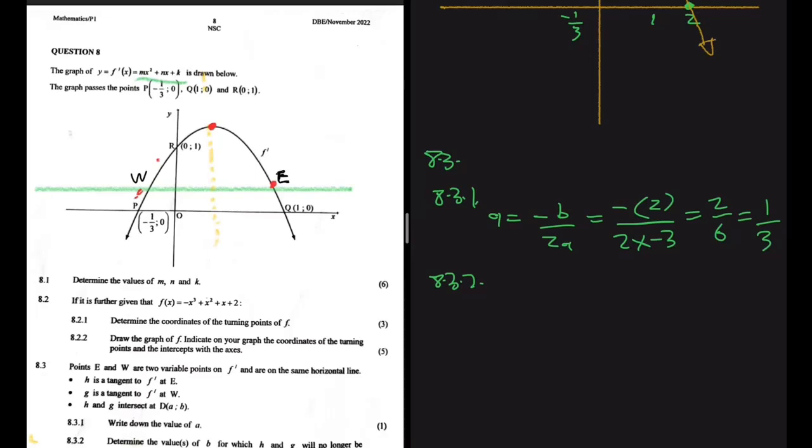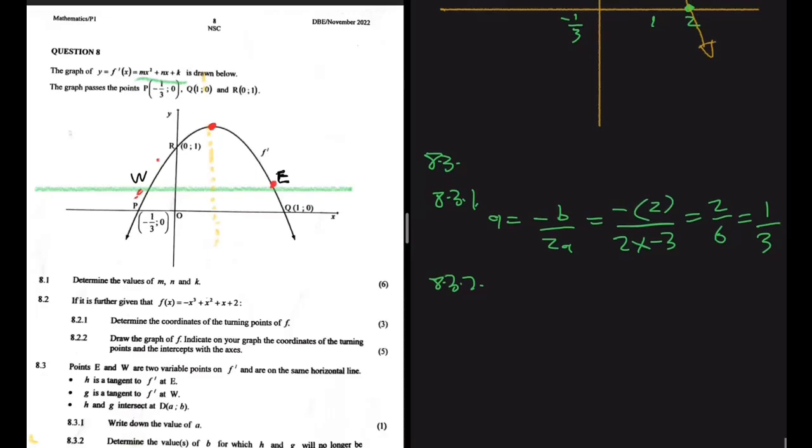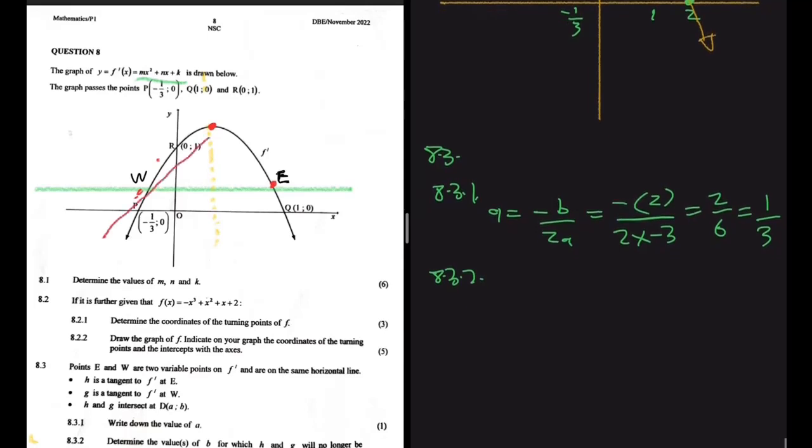They're no longer just touching it once. For instance, let's say we have something like this. Then obviously these two lines won't be tangents anymore because they're going through the graph. They're not touching it once, right? So if those two lines touch at some point that is less than the y value of the turning point, then those two lines can no longer be a tangent.